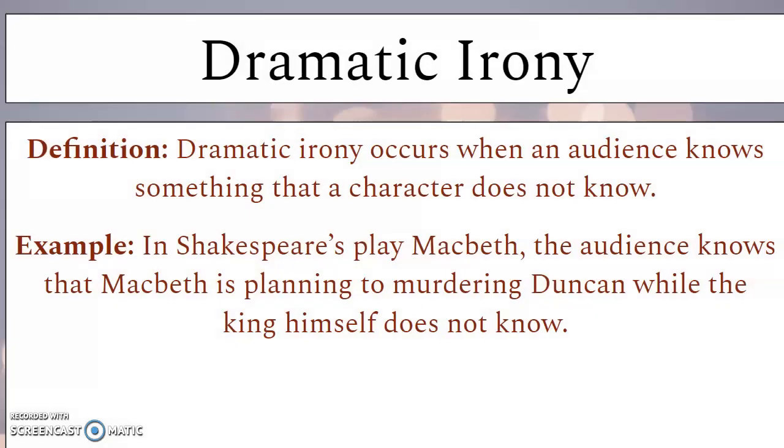Then we have dramatic irony. Shakespeare was a big fan of dramatic irony. Dramatic irony occurs when an audience knows something that a character does not know. In his play Macbeth, the audience knows that Macbeth is planning to murder Duncan while the king himself does not know. This is something that Shakespeare really liked in a lot of his plays. When we read Shakespeare later on, this will be something to keep an eye on.